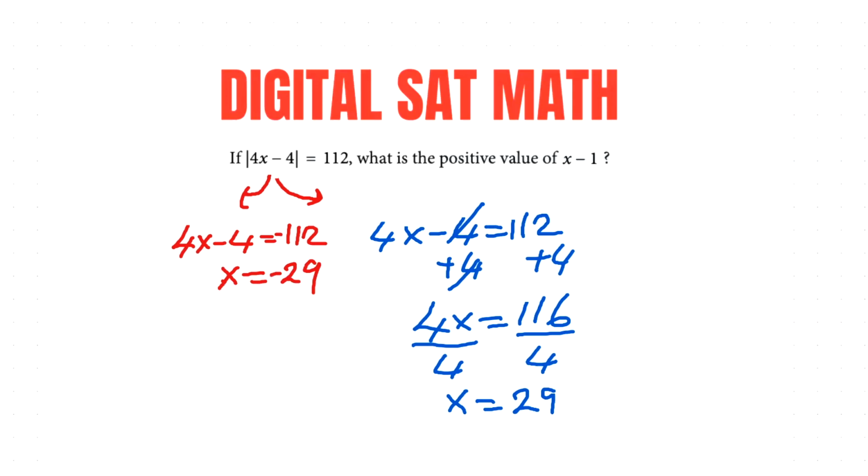What is the positive value of x minus 1? So if you just use negative 29 for the x, then your answer will be negative 30. So you've been asked to find the positive value. Therefore, you're supposed to use this 29. So we'll take 29 minus 1. To find the value of x minus 1, we just substituted 29 for x. Our value will be 28 for this question.